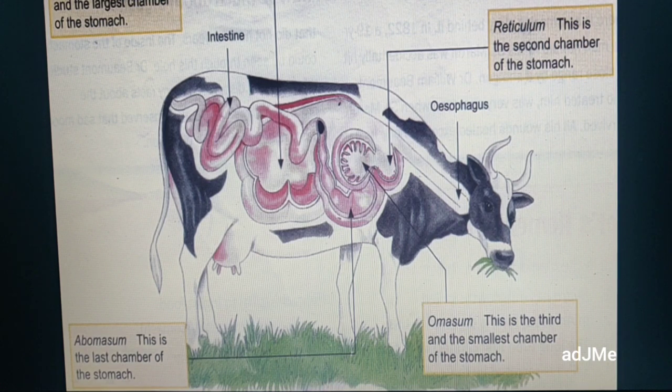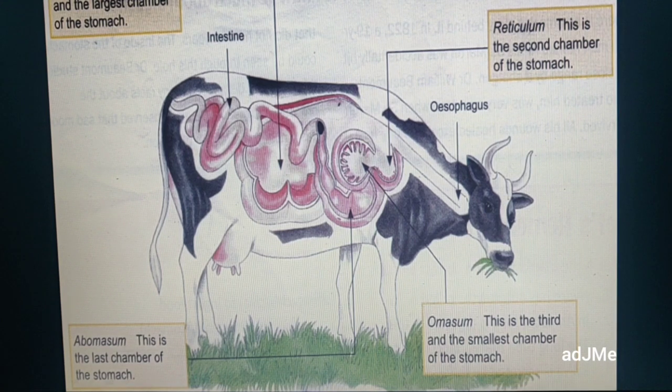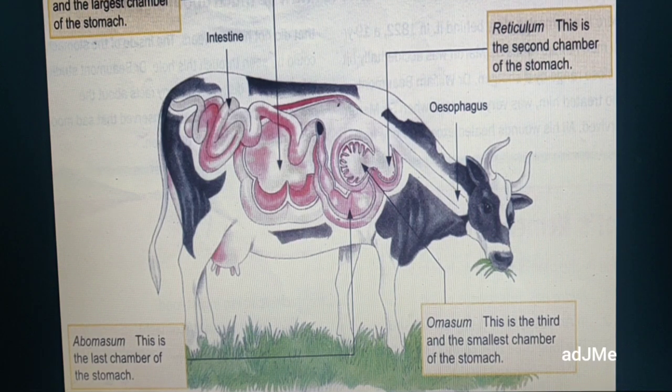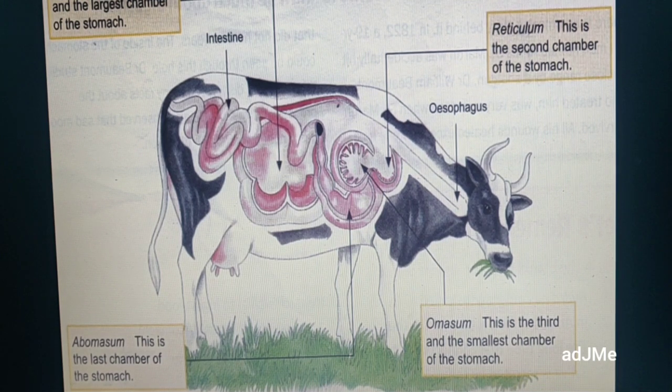When these animals consume food, that is grass or any kind of plants, it enters the first chamber called rumen, where there are various cellulose degrading bacteria. They are involved in the degradation of the cellulose, and the partially digested food, which is not digested by the animal but by the bacteria, enters the second chamber, that is reticulum.